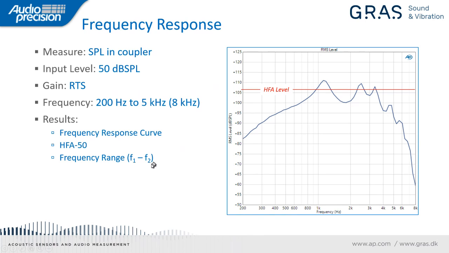Now, to compute the frequency range, what we do is we draw a horizontal line at the HFA level of this curve. We draw a parallel line at 20 dB lower than the curve, and we find the points F1 and F2 that intersect the curve at that line. And that is the frequency range of the hearing aid specified, F1 to F2.